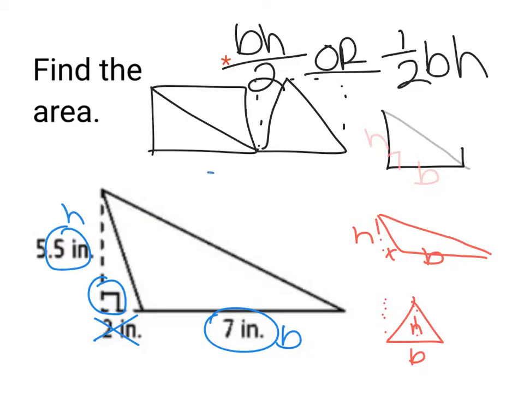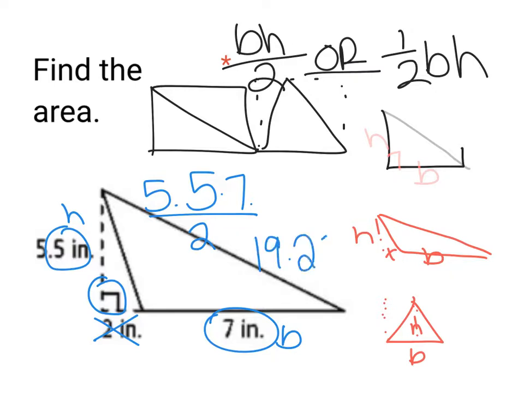So you are going to do 5.5 times 7, and then divide it by 2, because remember, it's still half. So type into your calculator. You would do 5.5 times 7 and get 38.5, divided by 2, and you get 19.25.